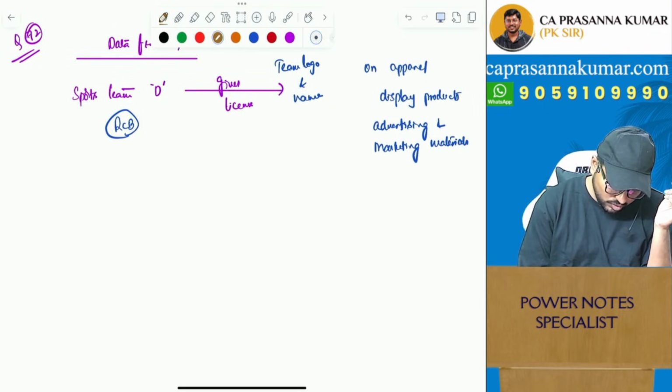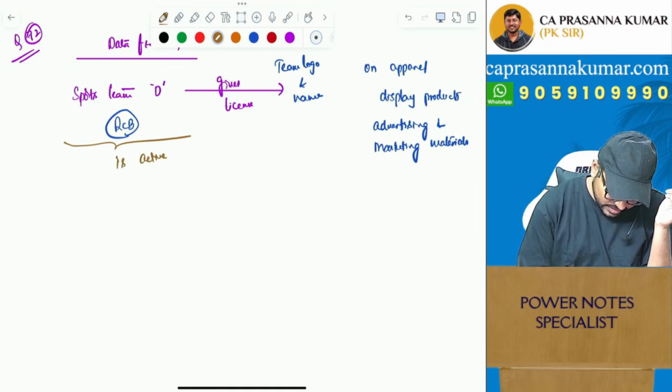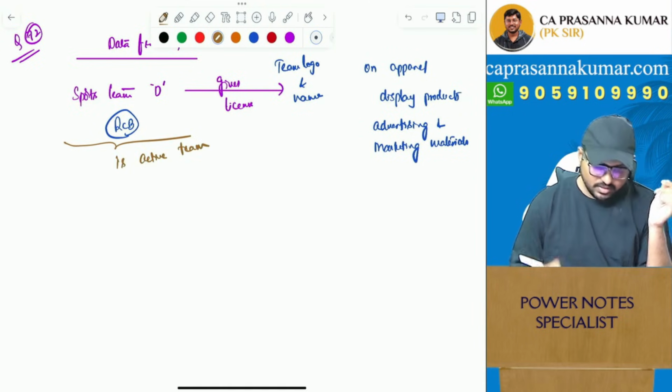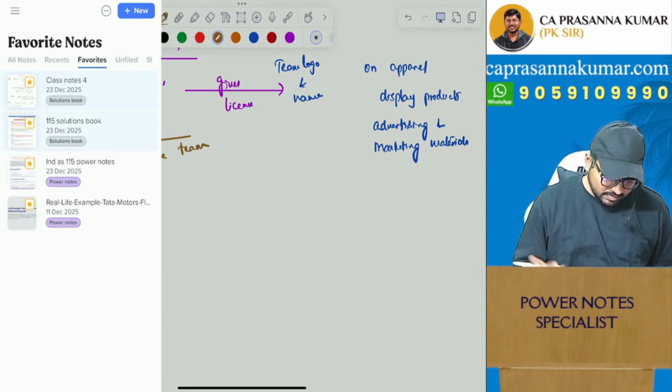And remember, the most important point is this team is active team. What do you mean by active team? It is playing. It's playing. Look at the wording.